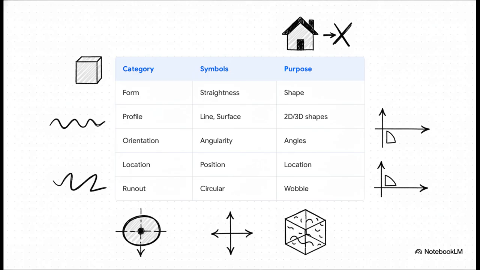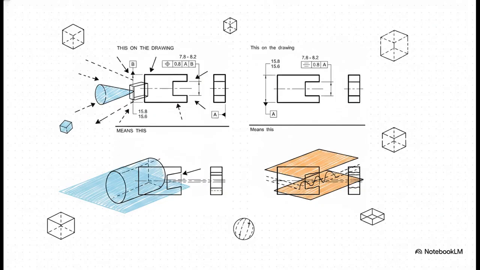Orientation controls handle your angles, so things like perpendicularity and parallelism. Location controls, primarily true position, manage exactly where a feature lives in space. And finally, runout controls, which manage the variation, or basically the wobble, of a surface as you rotate the part 360 degrees. But here is the absolutely crucial takeaway.